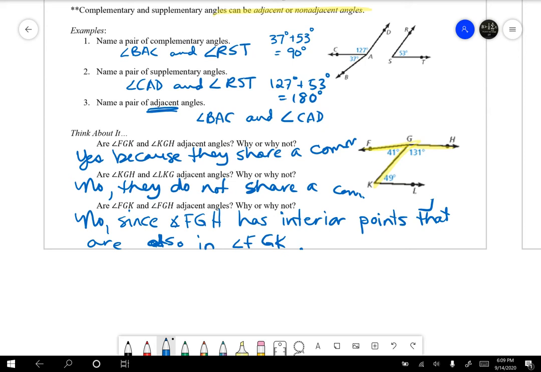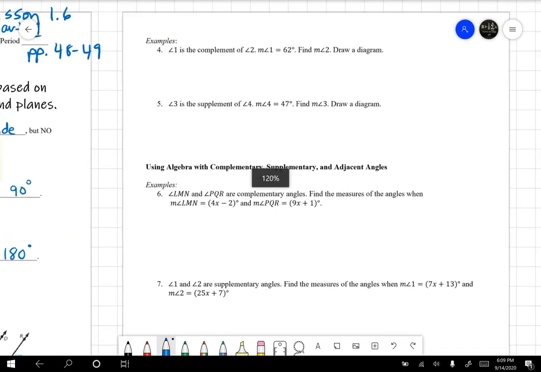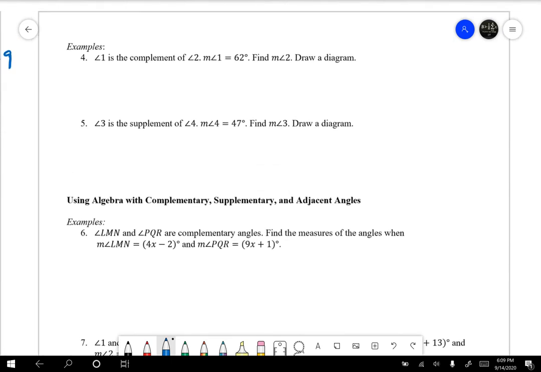Now we're going to go on to the next page. If you printed it out, turn it over. We're going to do some examples now that we know what kind of angles we're talking about. Number one thing to do, read the directions. Angle 1 is the complement of angle 2. Measure of angle 1 is 62 degrees. Find the measure of angle 2. It says draw a diagram.